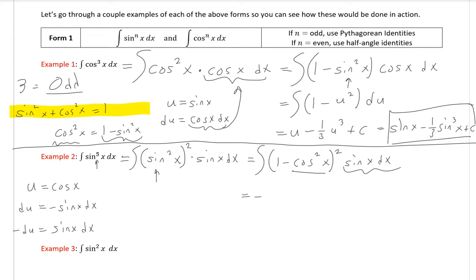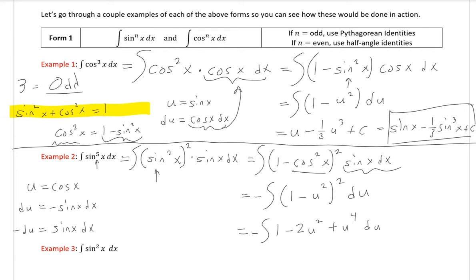So we're going to get negative integral of 1 minus, we defined cosine as u, so u squared, and then du. Again, that negative helps apply for that. Then we can expand that as a pretty simple polynomial if necessary. We can expand that as negative parentheses 1 minus 2u squared plus u to the fourth du. And we should be able to solve that like a typical polynomial and plug cosine in back at the end.